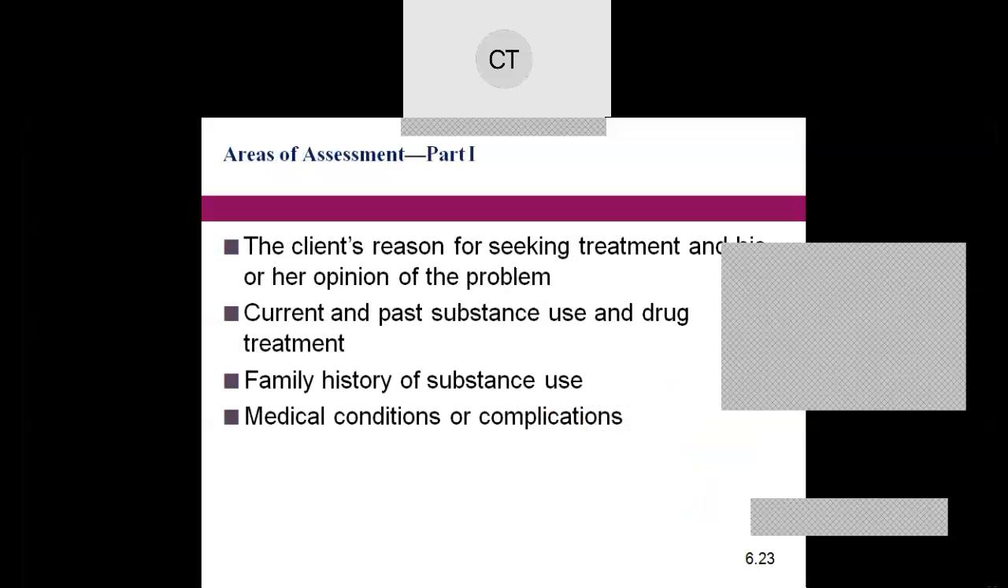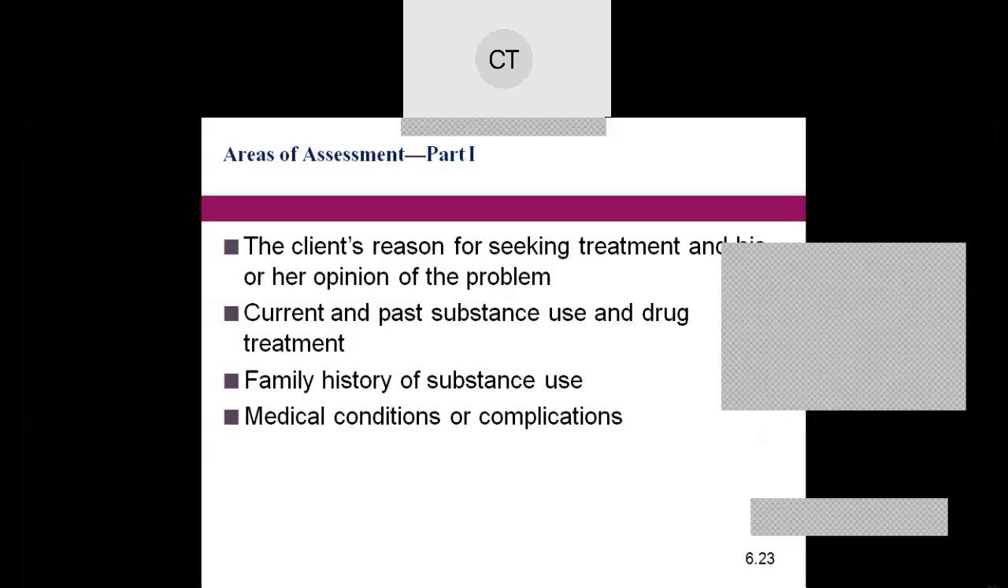Okay, now let's see. In the assessment, what are the areas we assess? We assess why the client took to drugs, what is the current use, what is the history of the family of substance use, what are the medical complications and conditions. So in the assessment format, we must check all these areas. The reasons for his continued use of drugs, the current use and treatment, the family history of substance use.